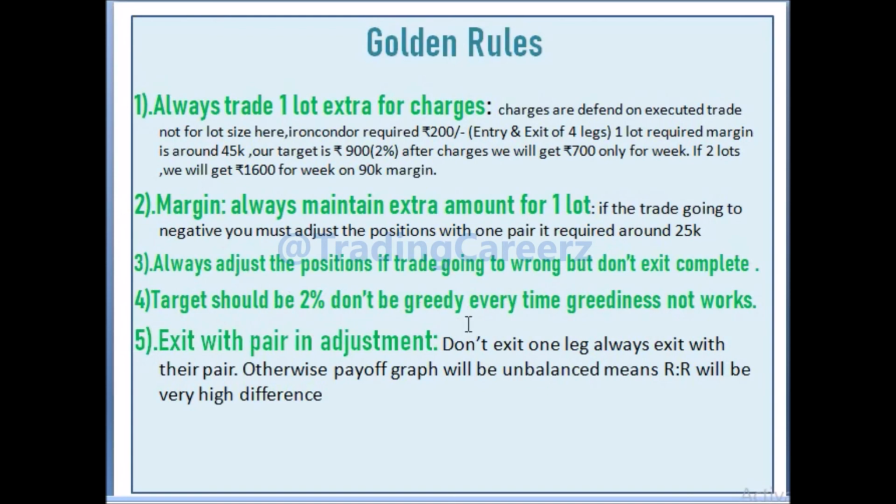Exit with the pair in adjustment. Whenever doing an adjustment, you shouldn't exit only one position. If you exit a selling position and add another selling position, the risk reward ratio will be unbalanced. That's why we have to exit the pair. For example, if you are exiting a call selling position, you have to exit the buying position also.